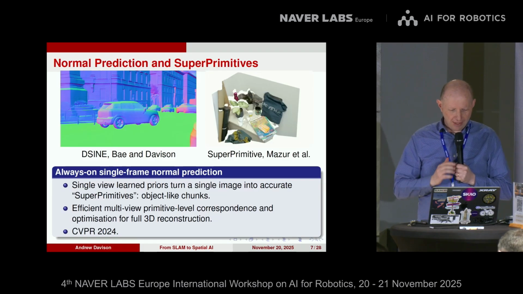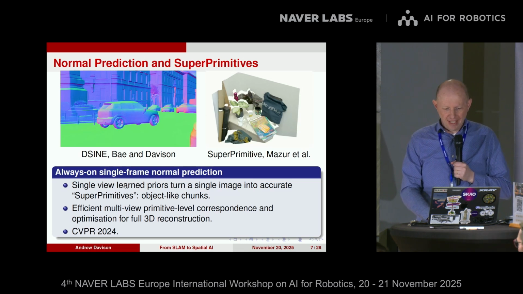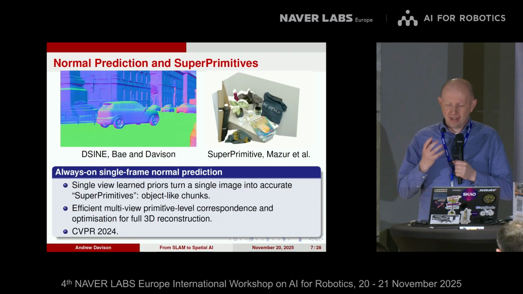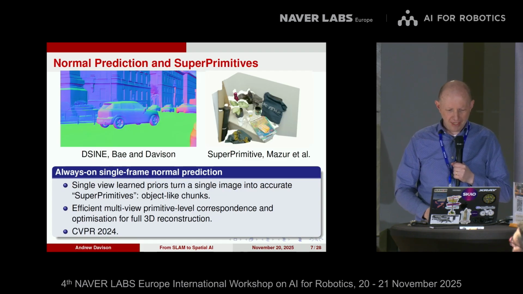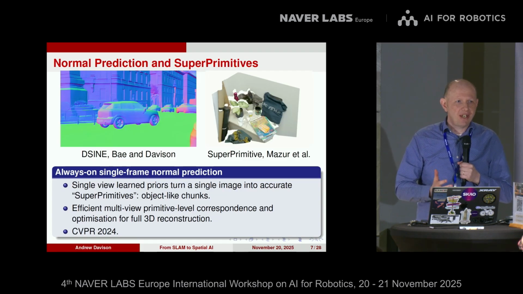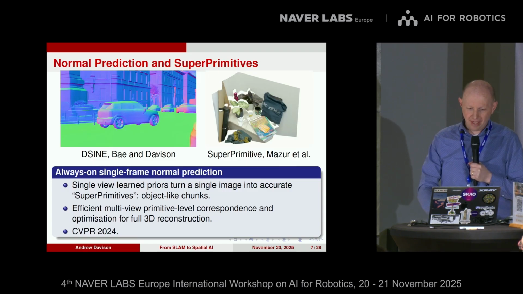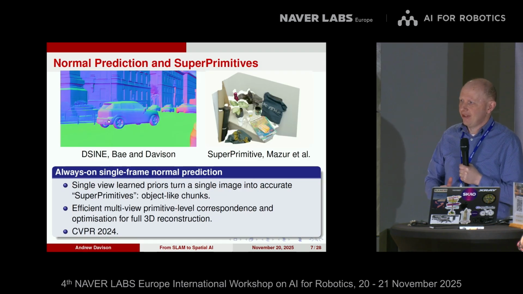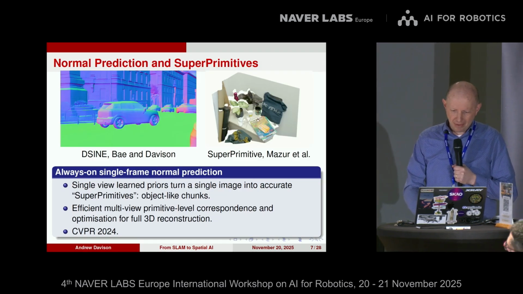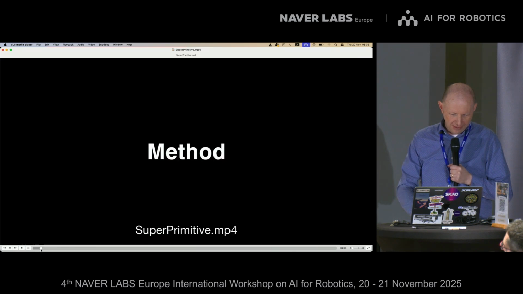So I'll show you a couple of examples there. This is a system called Super Primitive that we published last year. Here we've got a single camera stream of video. We're running two types of neural network on that input stream to give us some good prior information. One is that we are segmenting the input stream using an off-the-shelf network, and the other is that we're predicting local geometric information here in the form of a normal map. So let me just show you quickly how this works.